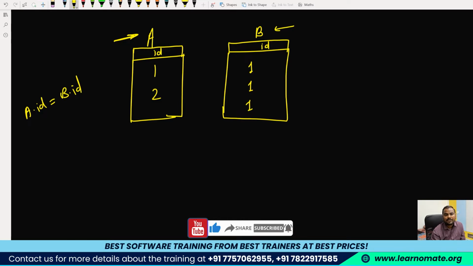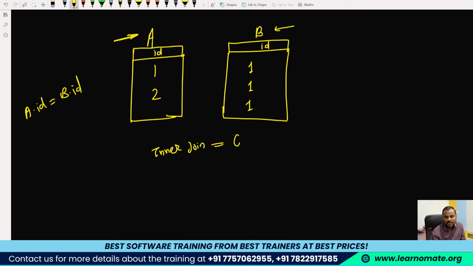Now what will happen in the inner join? I'm trying to do it with the inner join. In the inner join, your common records will come in the output, right? So first of all, 1 from A will come, and this 1 will compare with the first one in B. So you will have output like 1 and 1. Then the same 1 will also get compared with the second one.